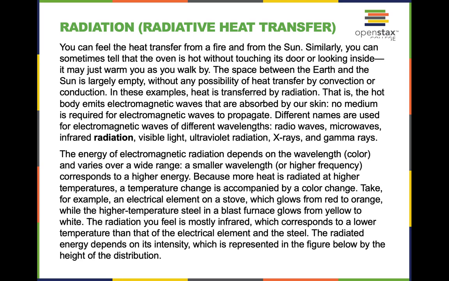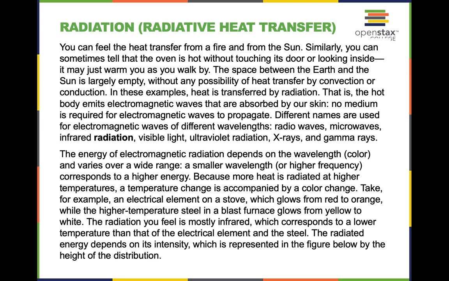You can feel the heat transfer from a fire and from the sun. Similarly, you can sometimes tell that an oven is hot without touching its door or looking inside. It may just be warm as you walk by it. The space between the Earth and the Sun is largely empty without any possibility of heat transfer by convection or conduction. In these examples, heat transfer is radiation. That is, the hot body emits electromagnetic waves that are absorbed by our skin. No medium is required for electromagnetic waves to propagate.